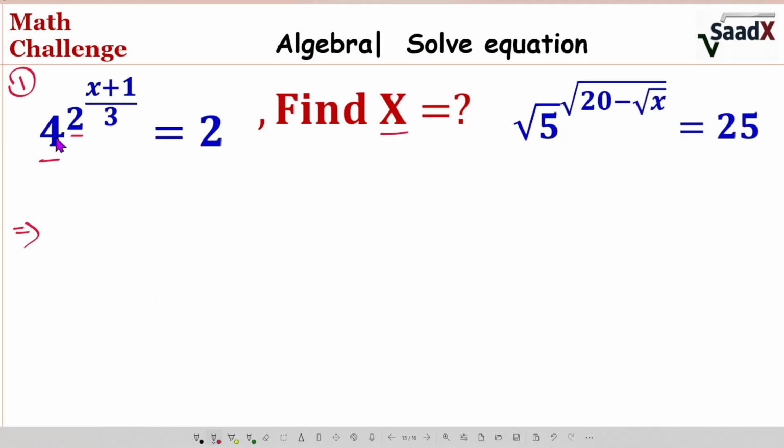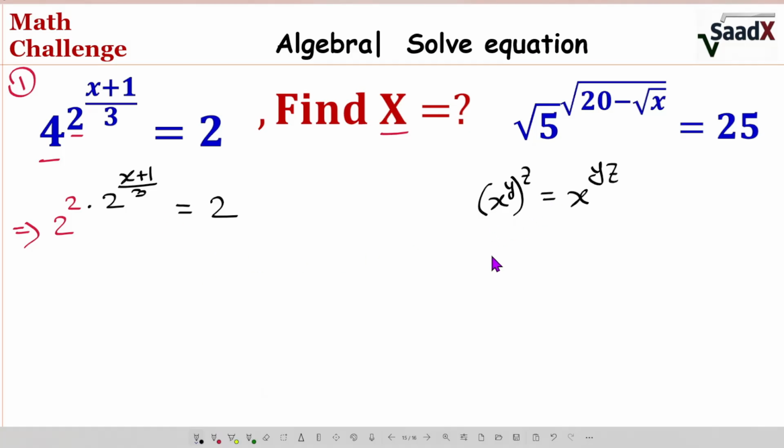So first, this 4 we can write as 2 square, right? Then we know one thing: x to the power y to the power z, we can write as x to the power y times z, right? So similarly, this 4 we can write as 2 to the power 2, and times this is 2 to the power x plus 1 divided by 3 equals 2.